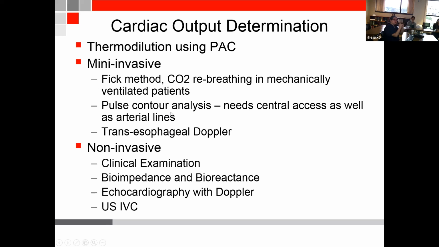Mini-invasive is either the Fick principle through carbon dioxide rebreathing technology through mechanical ventilation. It's a very reasonable thing to think about. Theoretically, it's a great thing, but half your patients have COPD, and the rebreathing of CO2 will be impossible to determine. There's the pulse contour analysis, and the one that is increasing in utility is the transesophageal Doppler. I tell you guys, in the next 5 years, transesophageal echocardiography is going to be part of physical examination in ICUs. And then you have the non-invasive.